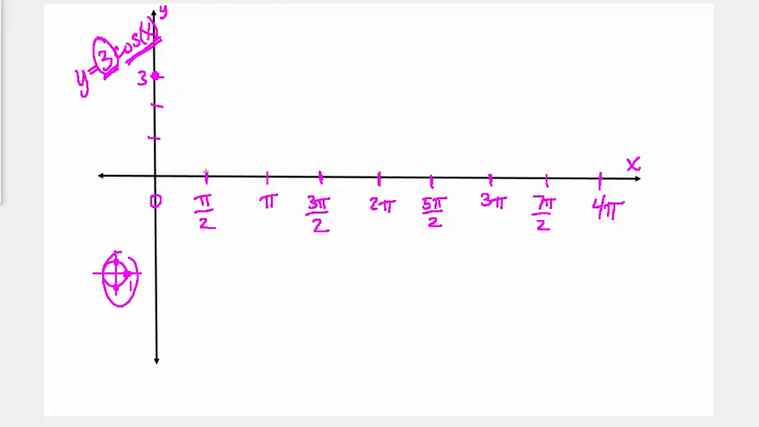Pi over 2, we're going to hit 0. At pi, the cosine value is normally over here at negative 1, but we're going to be multiplying that by 3, so we'll make it negative 3.